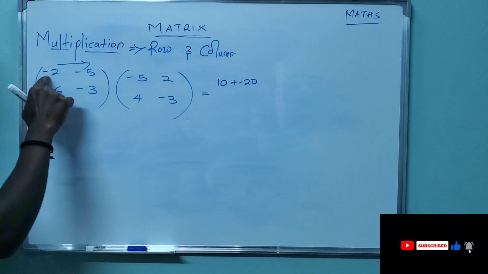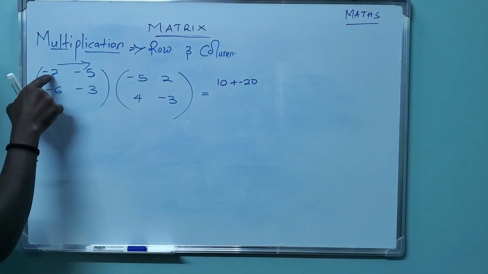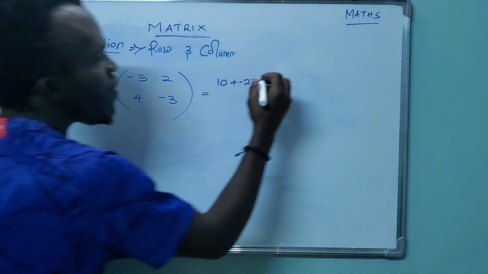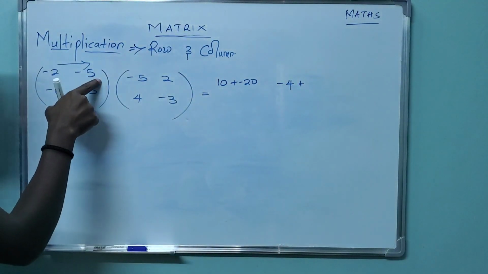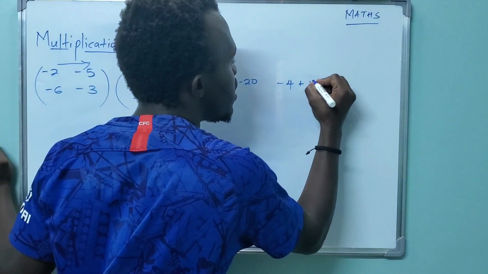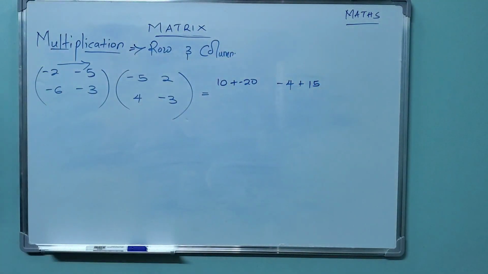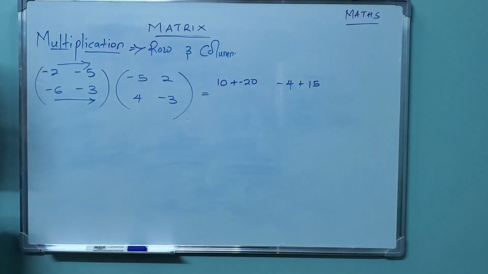Next, the first row with the second column, whereby I'm going to have -2 multiplied by 2, that is going to be -4, plus -5 multiplied by -3, that is going to be 15. And I'm done with the upper one. I go to the lower row. I multiply also with both the columns.